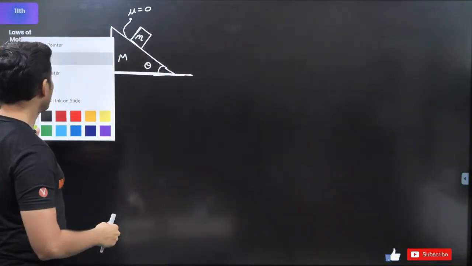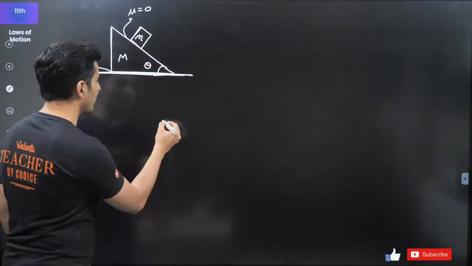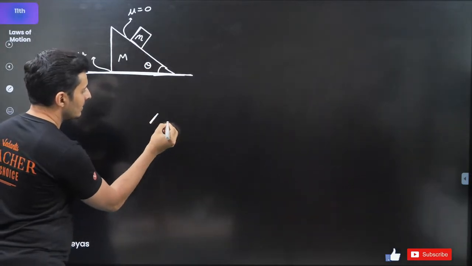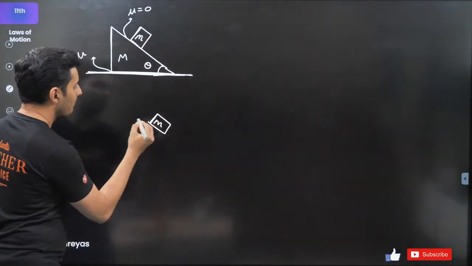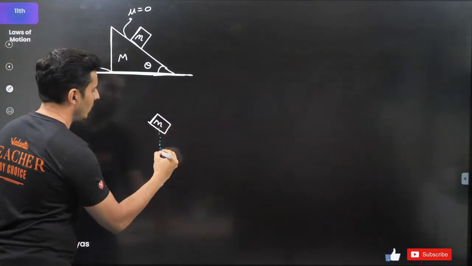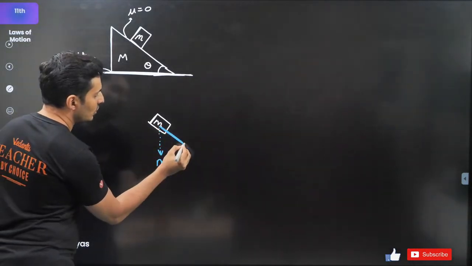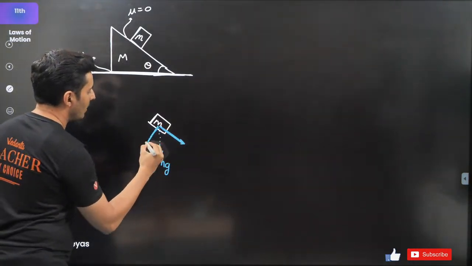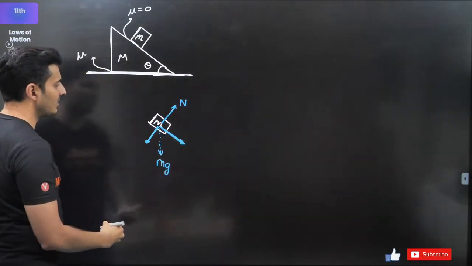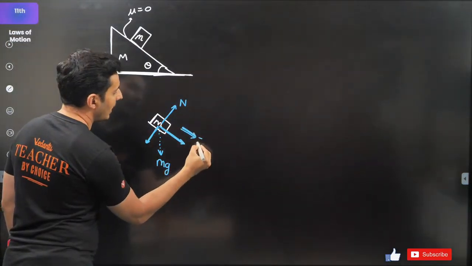First of all, if you just take small m separately and try to draw the forces, these are the forces that one will see. Obviously, there is this mass m, and you will see that there is mg force below, which you can split into two components, one here and one here, and there will be a normal force like this, and this mass is definitely going to accelerate.